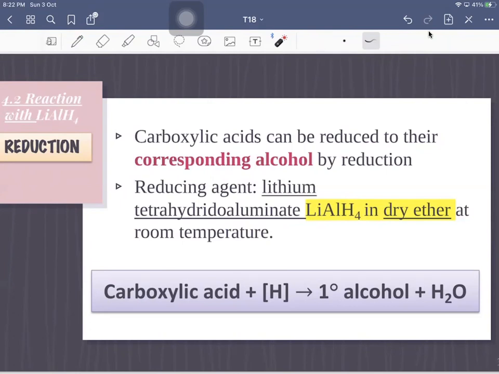So in equation, reducing agent is written as square bracket H. It follows the concept of reduction, which is gaining in hydrogen. And the other product would be water. Don't forget to balance your equation.